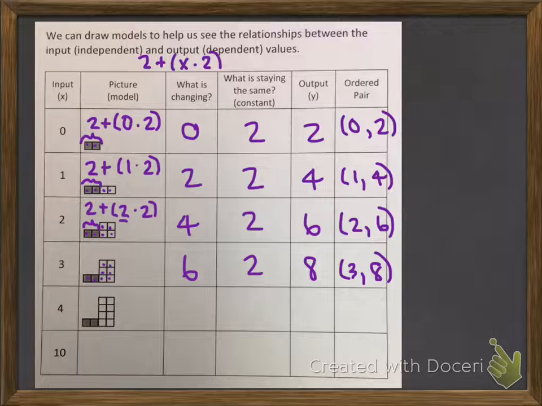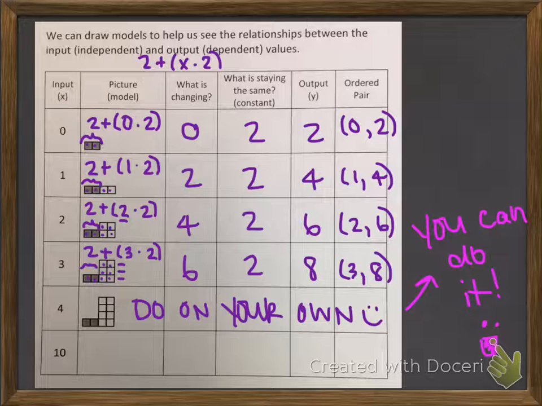And then if we write the rule, it's 2, which is those 2 little gray squares, plus the input, which is 3, times 2. Because there are now 3 groups of 2 white squares. Why don't you pause the video and solve number 4 on your own? We'll check it in class tomorrow, and then I'm going to talk you through number 10.